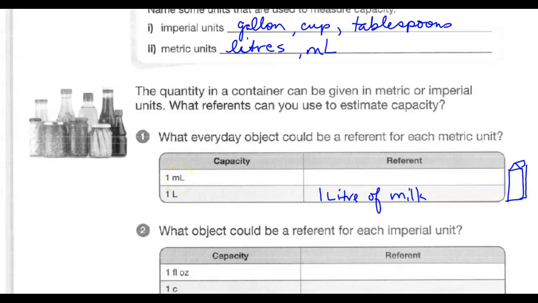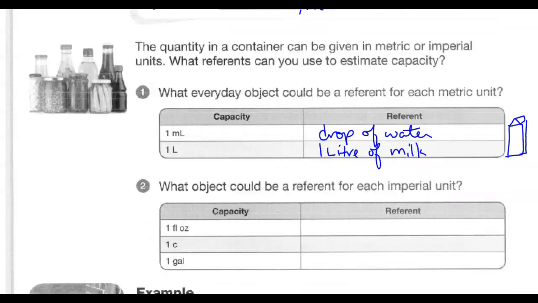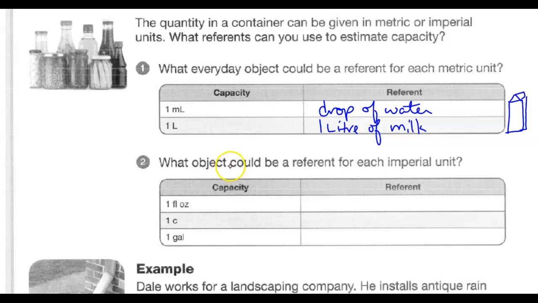Milliliter, that's a little bit harder. It's more like a drop of water or liquid. Okay, a good sized drop. What object could be a referent in imperial? So in this case, a cup would be just a regular coffee cup, not a big mug, but just a regular coffee cup. Okay, a ceramic one that you drink coffee out of.